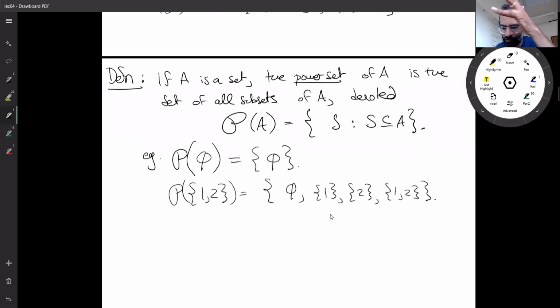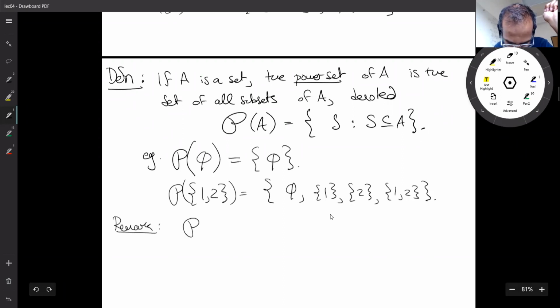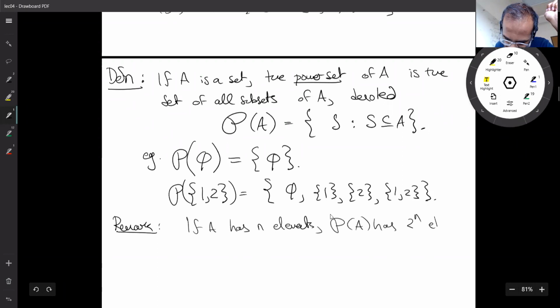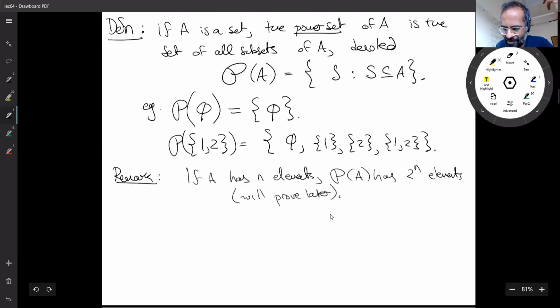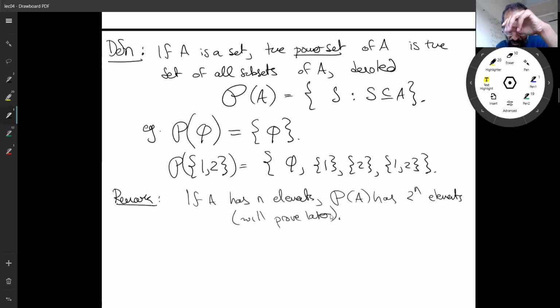And you can see that if you do this to a decently large set, you're going to get a huge set out of this. And here's a remark that we'll prove in general. If a set A has n elements, the power set of A has 2 to the n elements. We will prove this later. And that kind of explains why it's called the power set, right? You raise 2 to the number of elements. Of course, this doesn't make sense if the set is infinite.